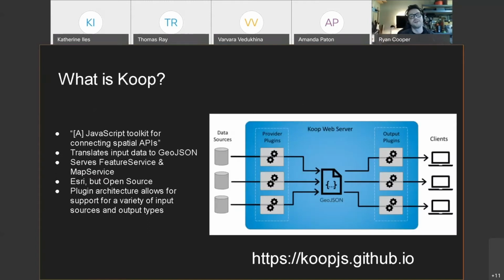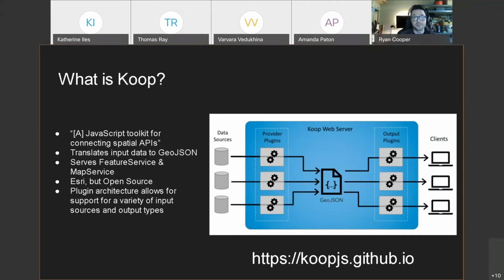So what's Koop? According to the developers of it, Koop is a JavaScript toolkit for connecting spatial APIs. It exposes a Node.js server that translates GeoJSON into the GeoServices specification supported by ArcGIS products. Essentially, Koop is able to read in data from a variety of sources, translate those data to GeoJSON, and then translate that GeoJSON into the same GeoServices format you typically access when you use ArcGIS Online or Portal.